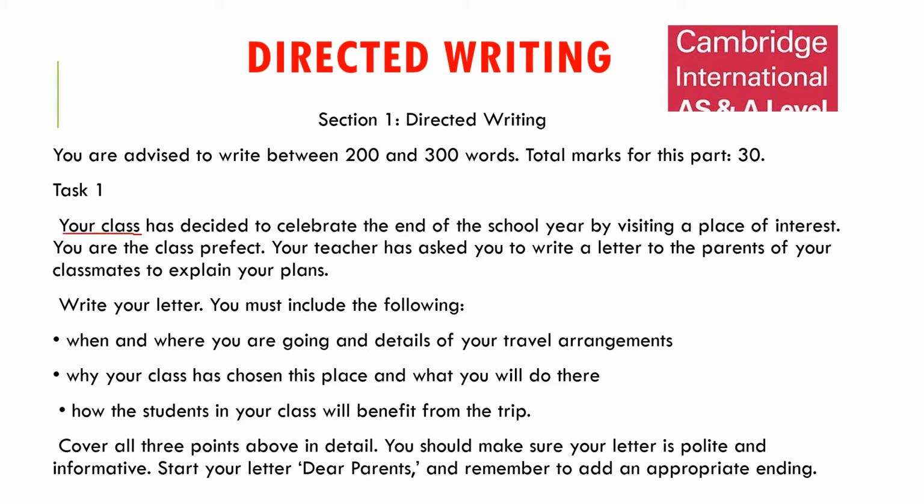I'm going to underline the key phrases here. Your class has decided to celebrate the end of the school year by visiting a place. So you are deciding that you are going to visit a place of interest. It's the end of your year, and you are class prefect. So you're going to show in your writing that you have some authority. Your teacher has asked you to write a letter to the parents of your classmates to explain your plan. So the purpose of writing this letter is to explain your plan. You're writing a letter and you're going to include these. Now these 3 things are called rubrics, and for each rubric you are going to write one paragraph.